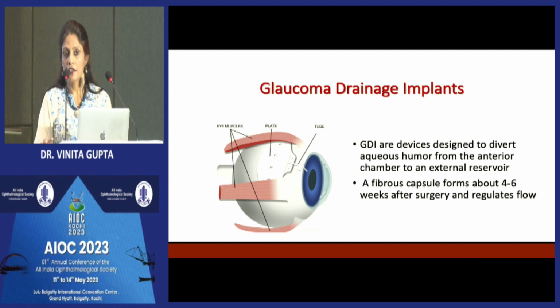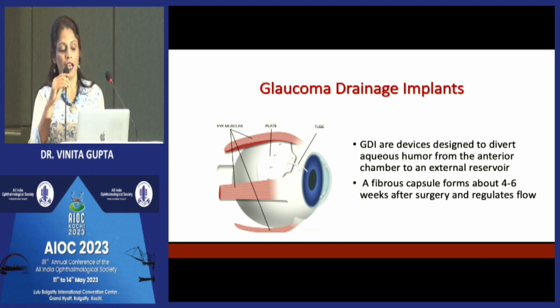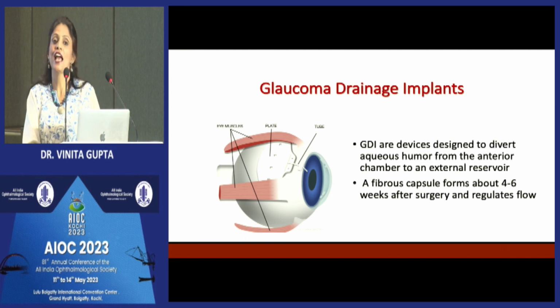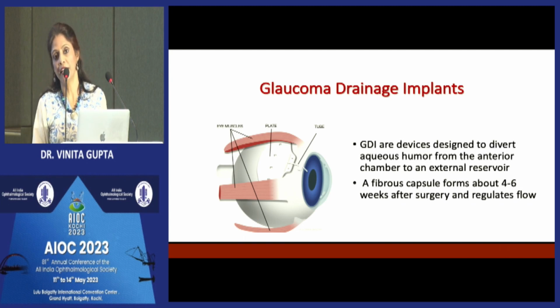The drainage doesn't start immediately. Obviously, it depends on the type of implant which we have, but basically the process starts with the formation of a fibrous capsule about 4 to 6 weeks after the surgery, which actually regulates the flow of aqueous from the anterior chamber to that external reservoir.